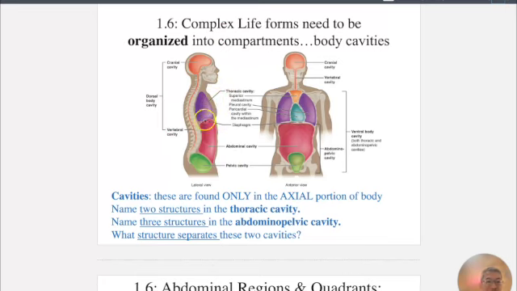Here's the thoracic cavity, where your lungs and your heart sit. Here's your abdominal cavity, all your intestines and all that. Pelvic cavity, which has your bladder and your organs, your reproductive organs.